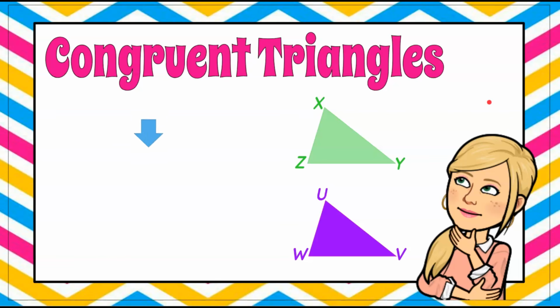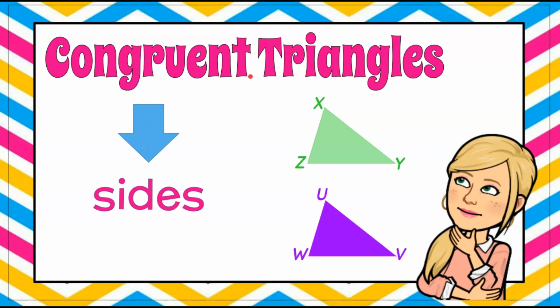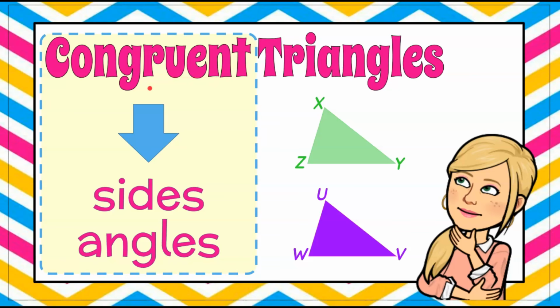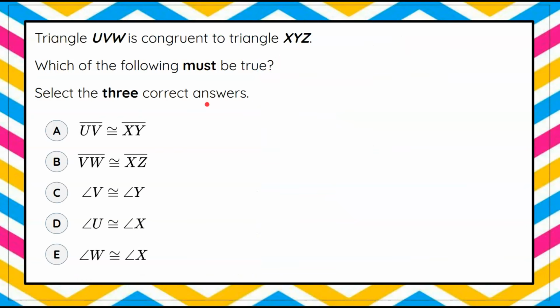It's the magic of math here, and today we're talking congruent triangles, where we understand what it means about their sides and their angles if they're congruent. Here's our question. Triangle UVW is congruent to triangle XYZ. We're asked which of the following must be true, and we're going to select the 3 correct answers from these 5 answer choices. Here's where you pause the video, you make your 3 selections, and then come back to see mine.